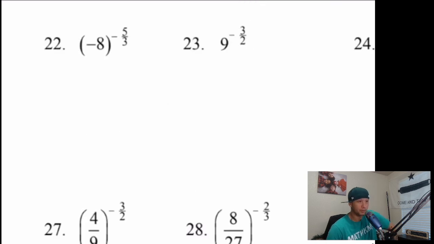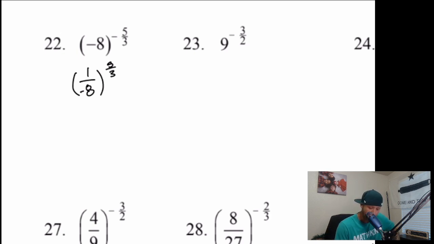All right, number 22. Negative 8 to the negative 5/3 power. Okay, so first off, the negative exponent, we don't like that. So that's going to force the negative 8 to go in the denominator. And then we have a positive 5/3. Then I can take the 5/3 power top and bottom, right? I can do this to top and bottom. Top is nice because it's just 1, so I know it's going to be 1.